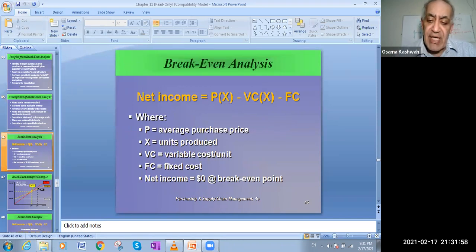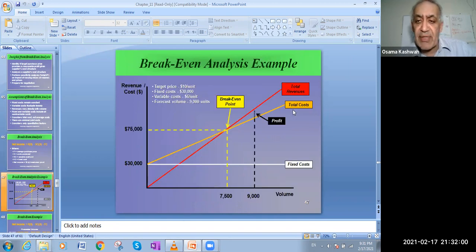I just want to point out the equilibrium point here. We have the fixed costs, and it shows that the fixed costs are 30,000. They never change. We also have the variable costs, which increase with the production. And we have the total revenue, which is the red line. The total revenue is the sales volume multiplied by the price of each unit. So if I sell 100 units and each unit is sold for $15, that means $1,500.